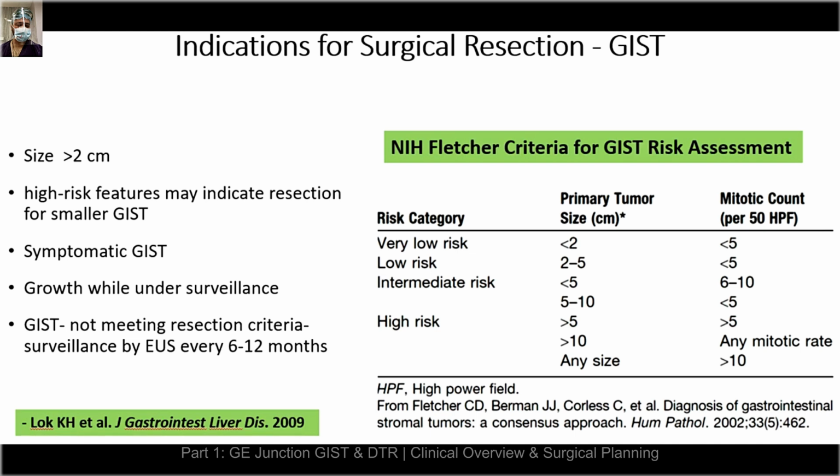The Fletcher criteria of GIST risk assessment are very low risk, low risk, intermediate risk, and high risk. Very low risk is when the tumor size is less than 2 cm and mitotic count is less than 5. Low risk is when tumor size is 2 to 5 cm and mitotic count is less than 5. Intermediate has two categories: tumor size less than 5 cm with mitotic count 6 to 10, and size 5 to 10 cm with mitotic count less than 5. High risk is any tumor more than 5 cm with more than 5 mitotic count, or any tumor more than 10 cm, or any tumor with more than 10 mitotic count.